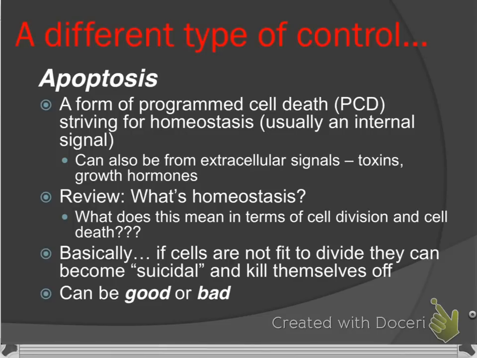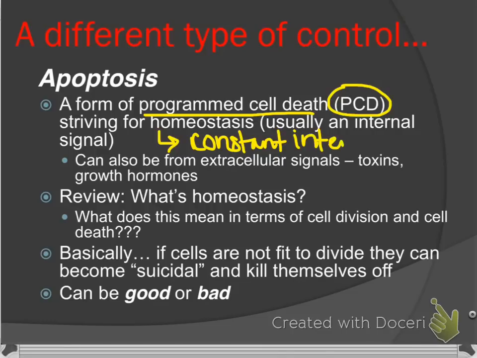So there's also a different type of control, something called apoptosis. This is a form of programmed cell death, or PCD. Okay? And it's striving for homeostasis. So if you remember, this is a constant internal environment. This is a word you will continue to see, so make sure you know what it means. It can also be from extracellular signals, though, is how this death happens, such as toxins or growth hormones.